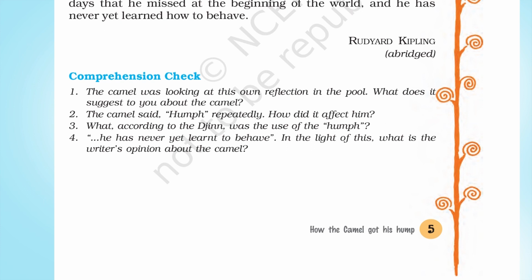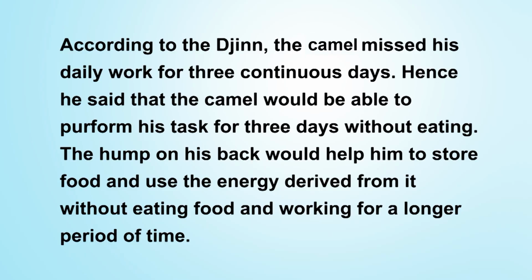Question number 3 goes like this: what according to the Jinn was the use of the hump? Answer: according to the Jinn, the camel missed his daily work for 3 continuous days. Hence, he said that the camel would be able to perform his tasks for 3 days without eating. The hump on his back would help him to store food and use the energy derived from it, working for a longer period of time without eating food.